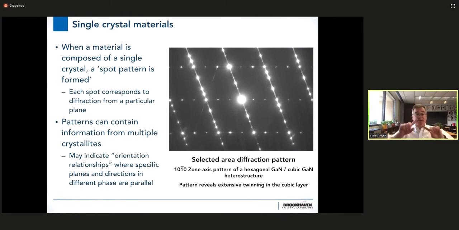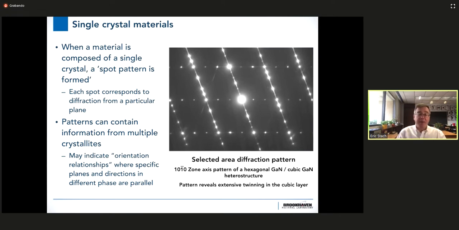And then you see a series of spots in space, and each of those spots corresponds to diffraction from a particular plane within the sample. So you can see that there's both a distance away from the zero beam as well as an angle, right? And so the diffraction information here tells you about what the D spacings are, as well as their orientations with respect to each other.